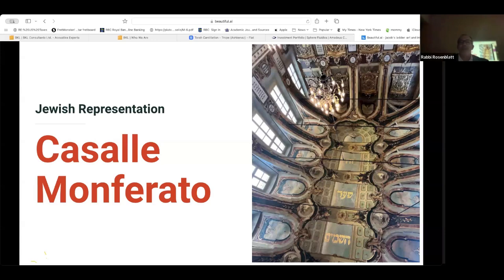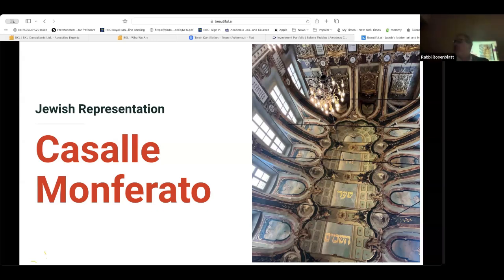This is my own photo. This is the synagogue in Casale Monferrato. Casale Monferrato is about an hour and a half from Milan. It's in Piedmont, and it's a gorgeous synagogue. It's a Baroque synagogue. And you'll see, I took a photograph of this.